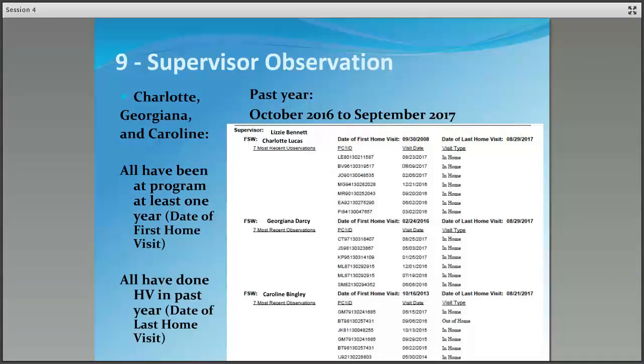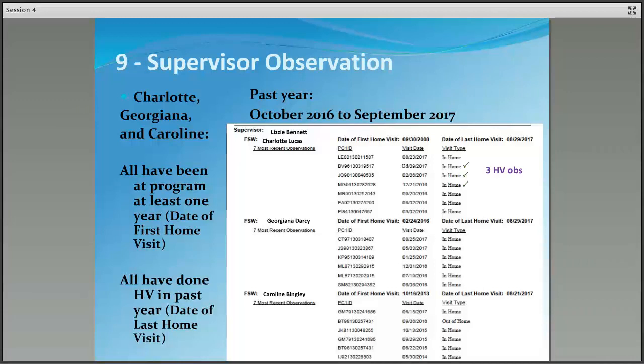So first, let's look at Charlotte, our first FSS. How many observations in the past year period does she have? In this case, Charlotte has 3. The last 2 are both in August of 2017. They're in the same month, so only the first one counts. So she has 3 home visit observations.